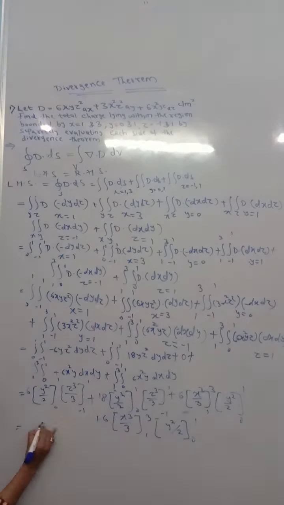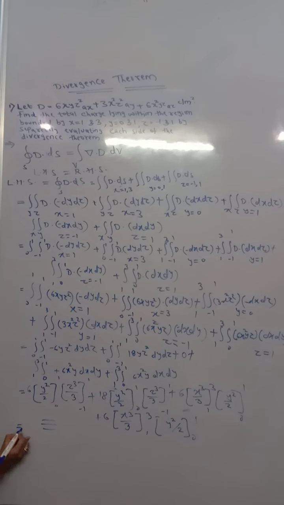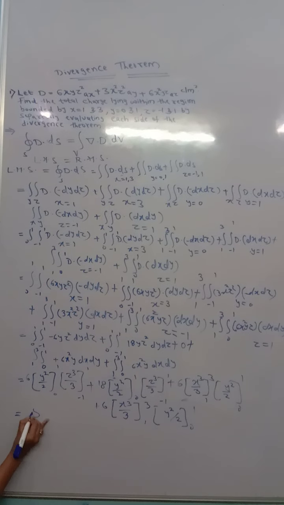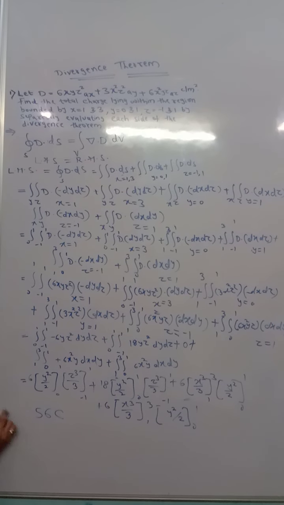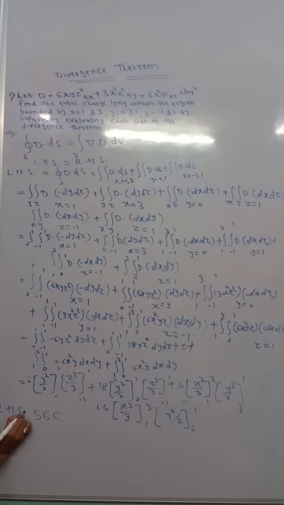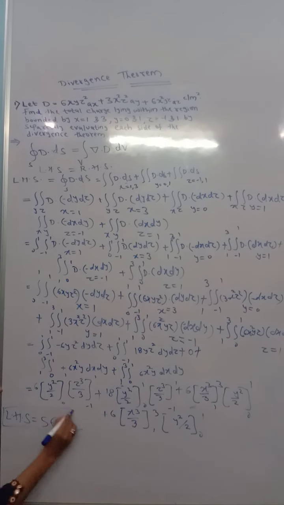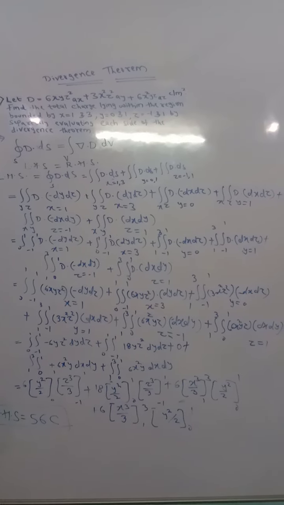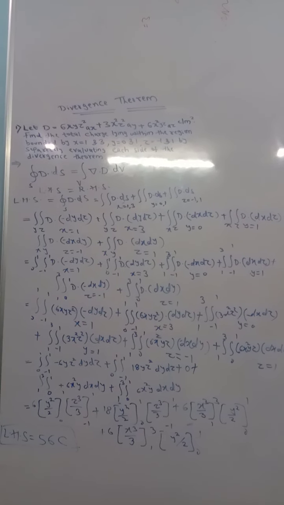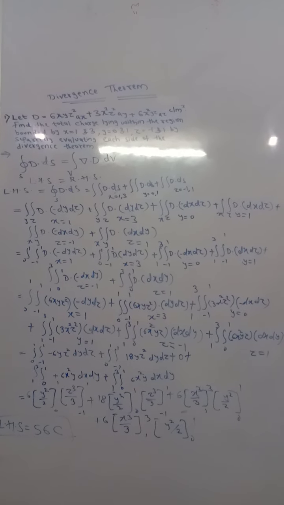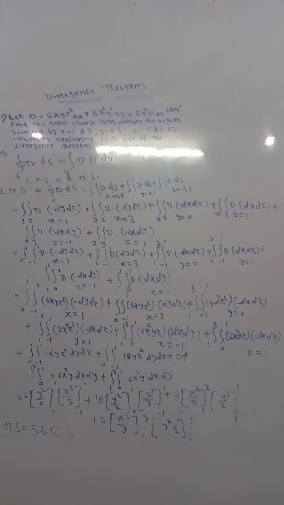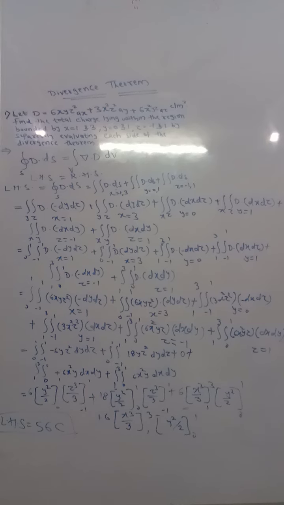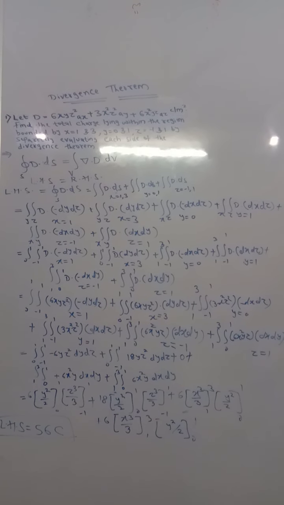So finally after simplifying, doing the derivation and applying the limits and all, you will get the final answer 56 coulomb. Left hand side will be equal to 56 coulomb. So this is the one side we have tried to simplify. Now just start with the right hand side. Once we get left hand side equal to right hand side, that is 56 coulomb, if both values are the same, we can say the divergence theorem is proved.